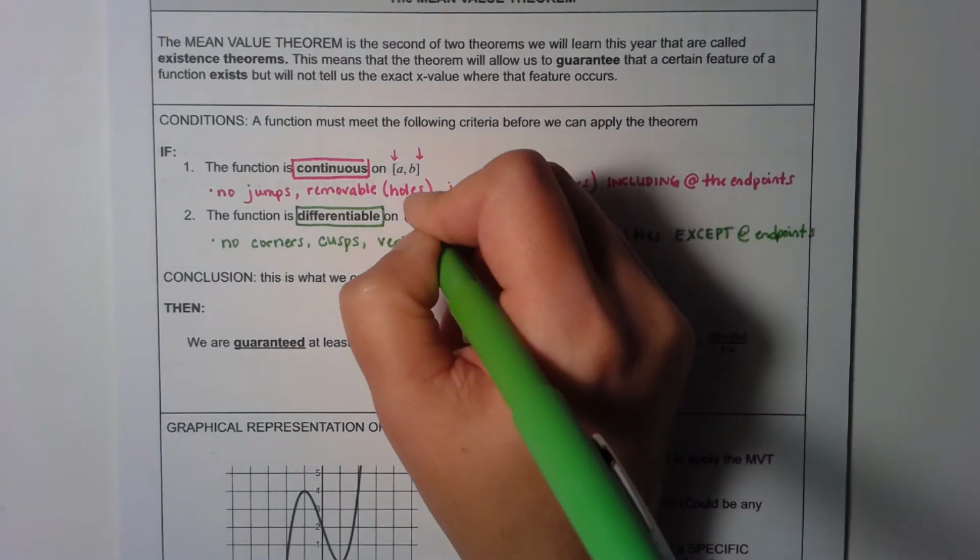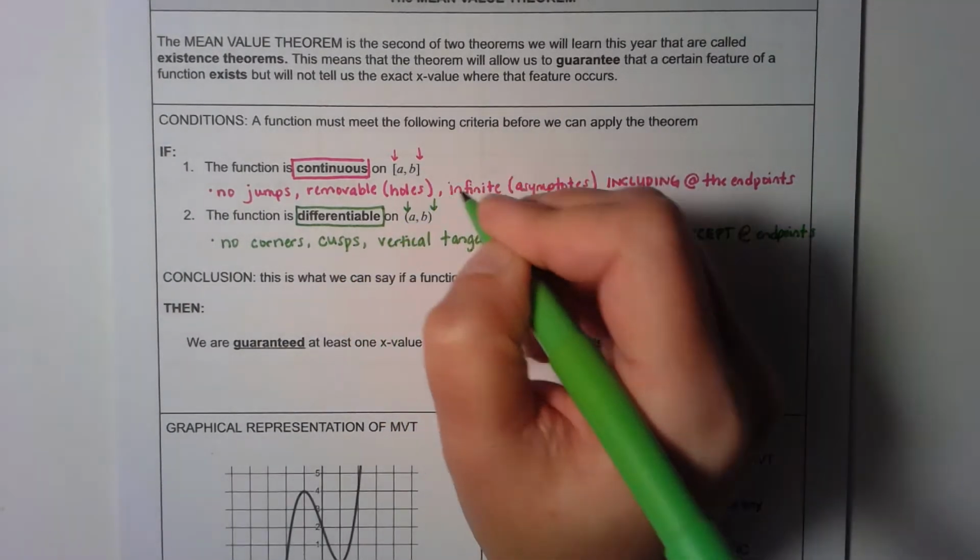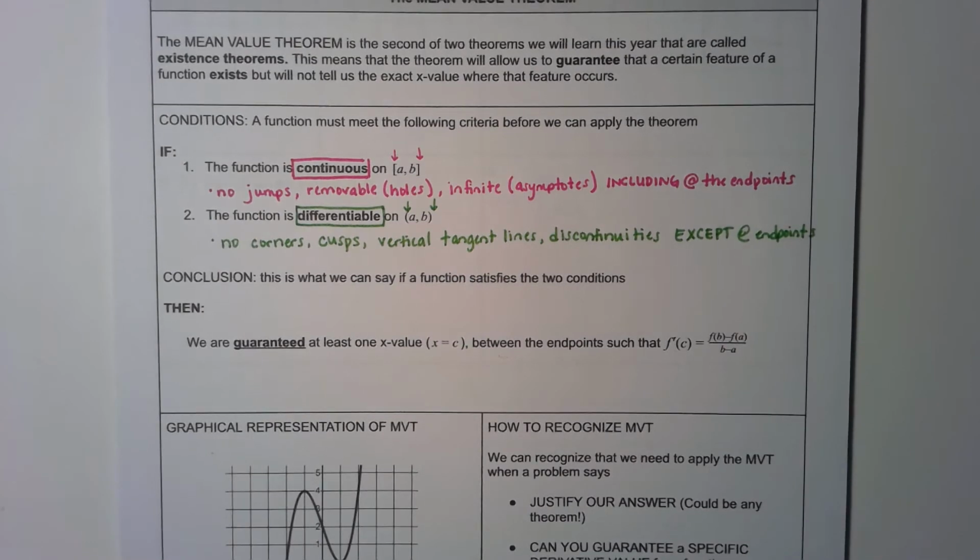So you'll notice that there are open parentheses here because for differentiability, we don't really worry about the endpoints. For example, if there is a corner at the endpoint, it doesn't matter because that's where we're going to stop. So we're not going to look at the other side of the corner. So the endpoints here don't matter for differentiability, but they do matter for continuity.